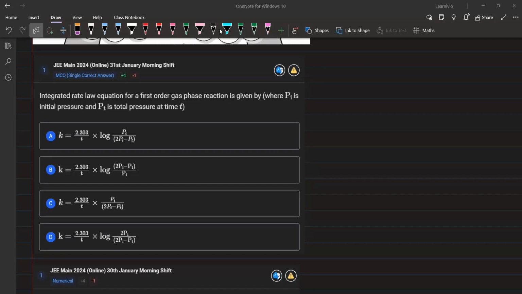Read what we derived. Can you please read it? KT is equal to 2.303 log Pi by log. Where is the log in C? Wait. Where is the log in C? Sorry.